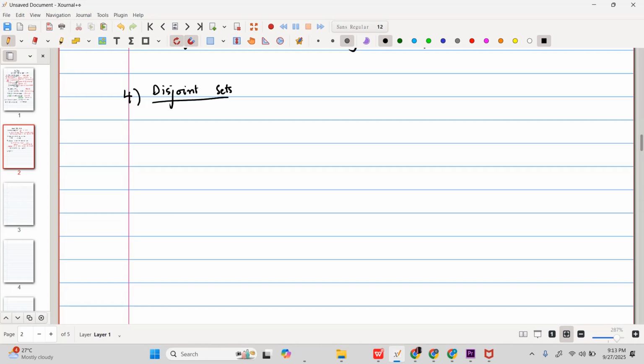Disjoint means they are disjoint. If I am taking A is equal to 1, 2, 3 and 4, and B is the set 4, 5, 6, 7, is there any common element for A and B? Yeah, there is 4, which is common for A and B, right? So there is a common one. If there is a common one, then the sets are not disjoint.